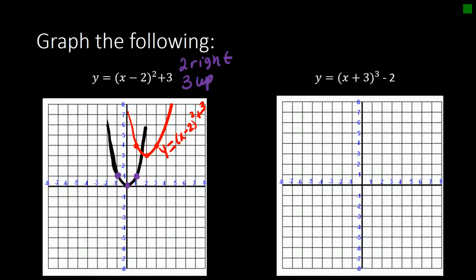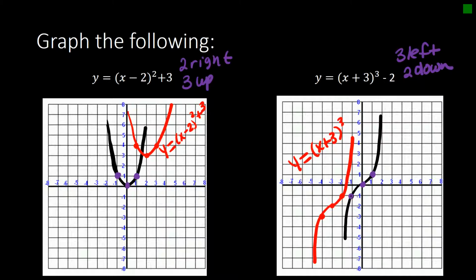So next I have a cubing function. So let's just draw the cubing function. Just plain old y equals x cubed. 0, 0 is an important point, 1, 1, and negative 1, negative 1. So here I'm adding 3 within the function. I'm going to go 3 left. I'm subtracting 2. So I'm going to go 2 down. So from the origin, I'm going to go down 2, and I'm going to go left 3. From this point 1, 1, I'm going to go down 2 and left 3. And from this point negative 1, negative 1, I'm going to go down 2 and left 3. So this is my graph, y equals x plus 3 cubed minus 2.